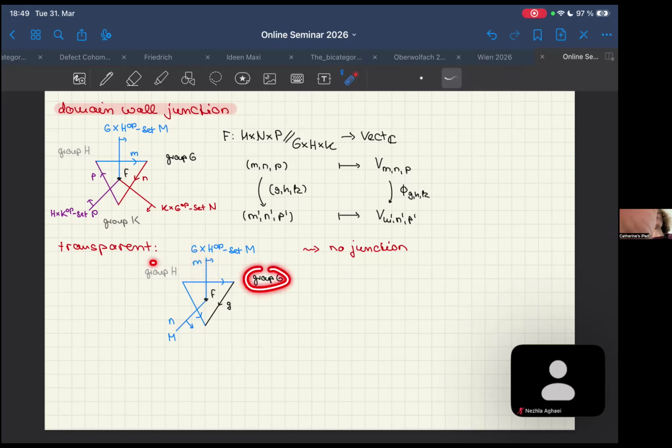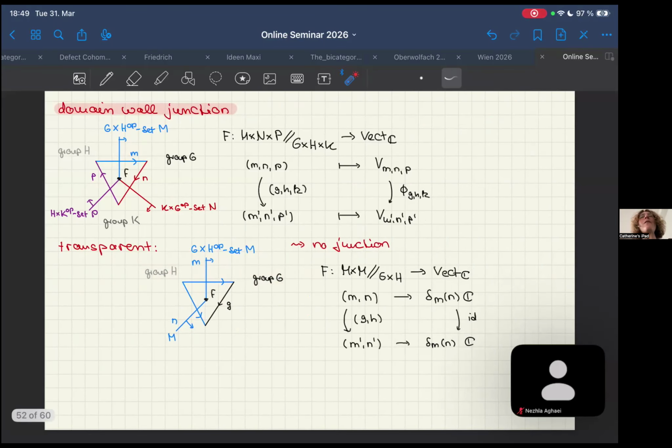And we are just left with 2 groups, namely G and H. And here the label that would correspond to no domain wall junction, just the domain wall, would be the trivial representation of the action groupoid. So we have an action groupoid with 2 copies of M and the product of the groups G and H. And what we can do is assign to these 2 labels either the trivial vector space, so the 0 vector space, if they're different, and if they're equal, we assign the vector space C. And then here we just have the identity functor, that's not important.